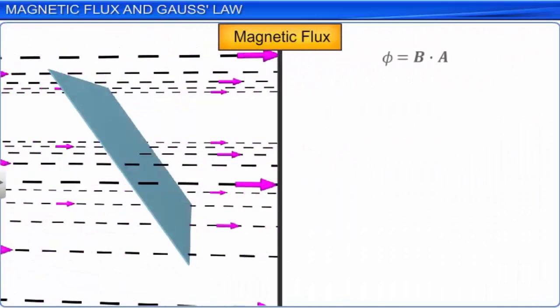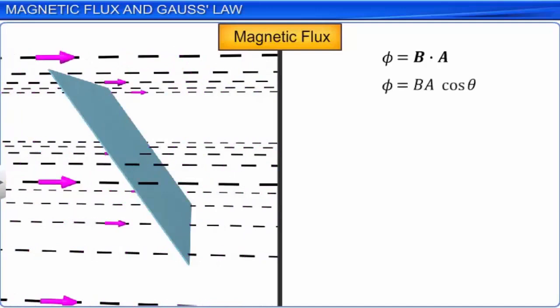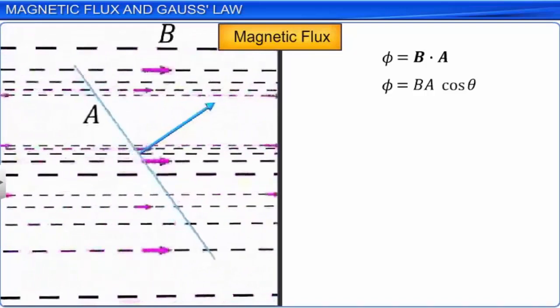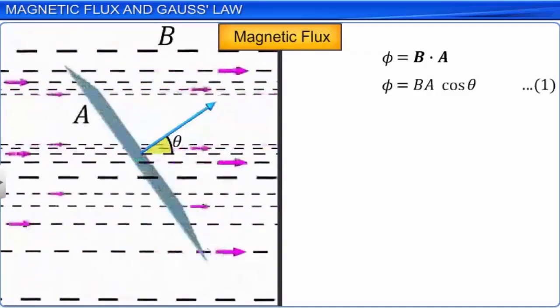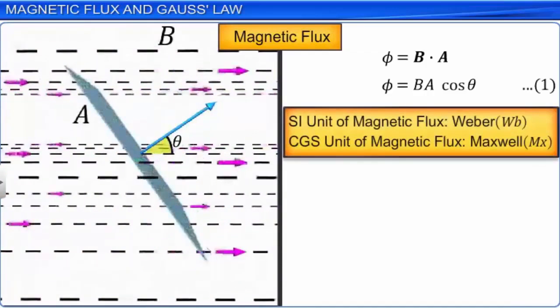The magnetic flux, phi, is equal to B dot A, which is equal to BA cos theta, where B is the strength of the magnetic field, A is the area of the given surface through which the field lines pass, and theta is the angle between the direction of magnetic field and the area vector. Let this be equation 1. The SI unit of magnetic flux is Weber, and its CGS unit is Maxwell.